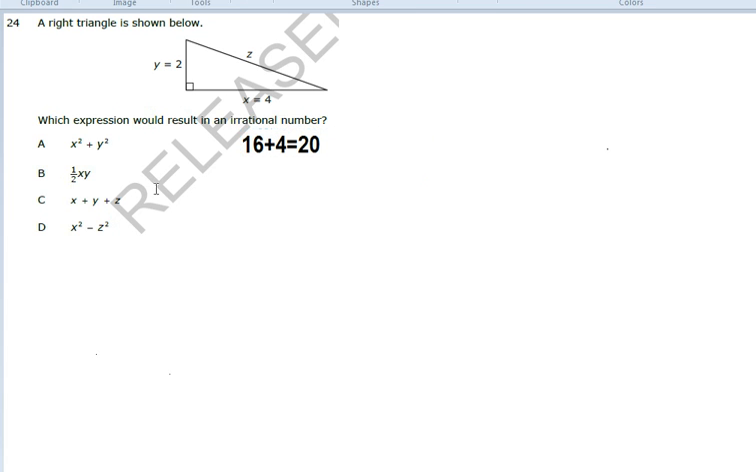Choice B is 1/2 x times y. Well, x times y is 8. 4 times 2 is 8. Half of that is 4. 4 is also rational, not an irrational number.